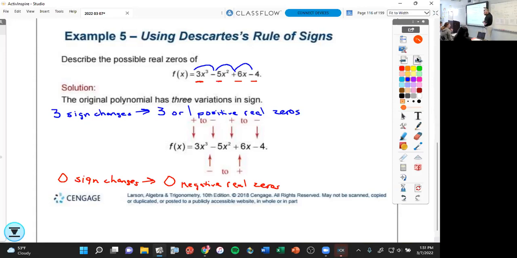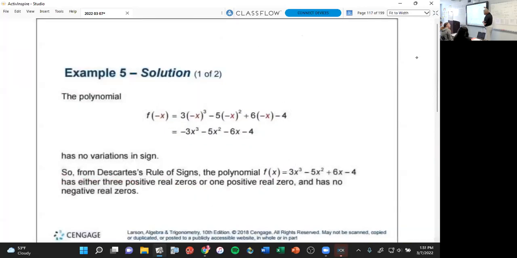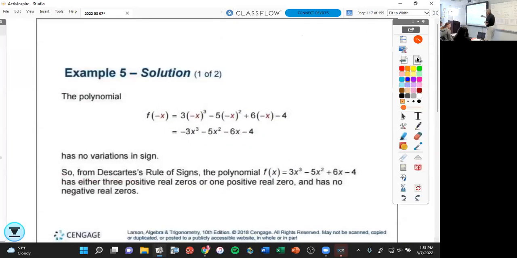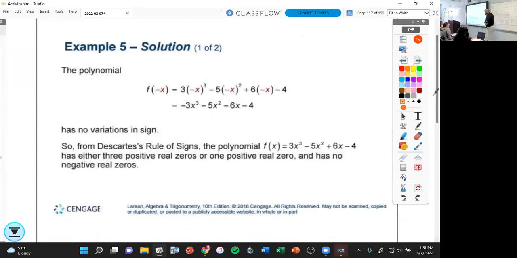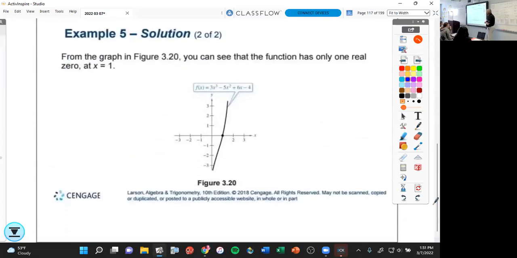Okay, here's our work showing the sign changes, where they actually plug in the negative x and cube it to show you what happens. No sign changes. We have no negative real zeros. The way technology is going, this would not surprise you. There's the graph. This graph only touches once. What does that tell you about the other 2 solutions? They're not real. Yeah, there are 2 complex solutions, right? Okay.